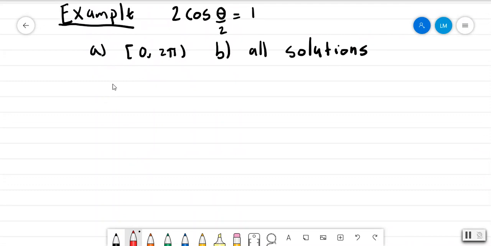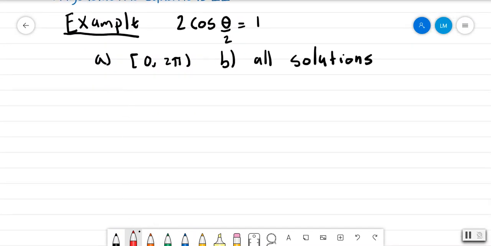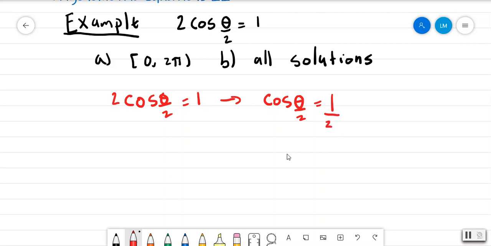Looking at 2 cosine theta over 2 equals 1, we know that this is just going to become cosine of theta over 2 equals 1. Now, let's say that, for example, we want to know where that is equal to 1/2 from 0 to 2 pi.